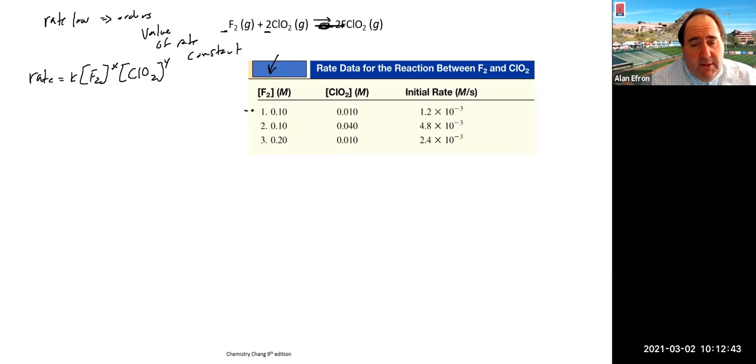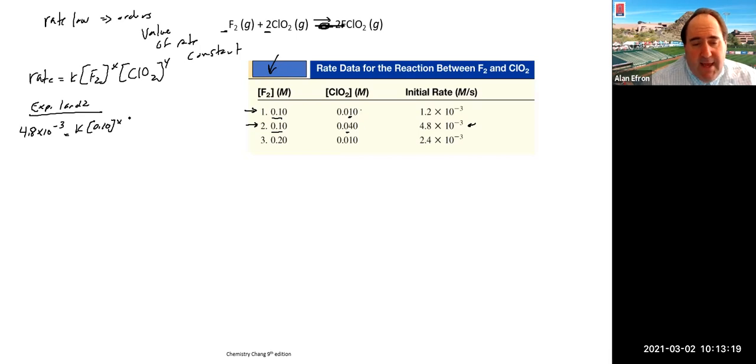So again, if we just look at numbers 1 and 2, that would do it for us, because that will keep our F2 constant while we are varying our ClO2. So we'll go with experiments 1 and 2 here. Again, I'm going to go with the larger value for the rate on top. You don't necessarily have to do it that way. It just will give you a lot of times a nicer whole number.